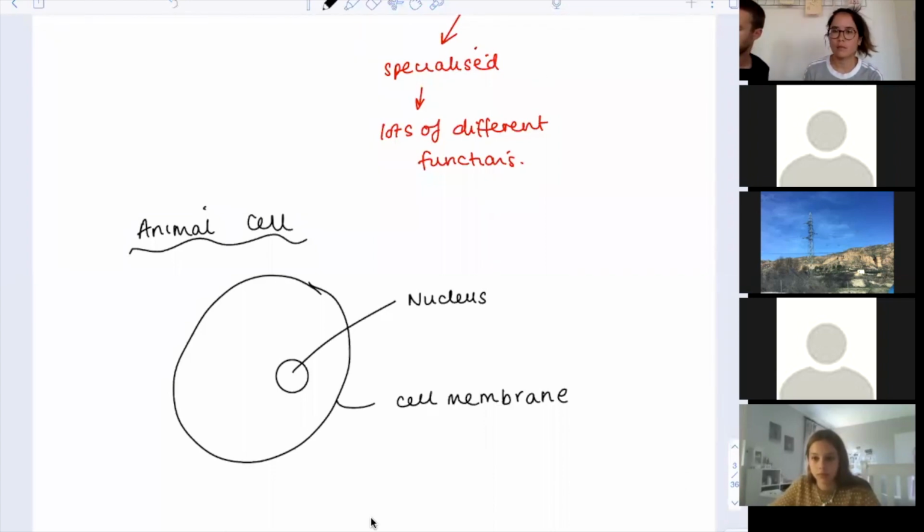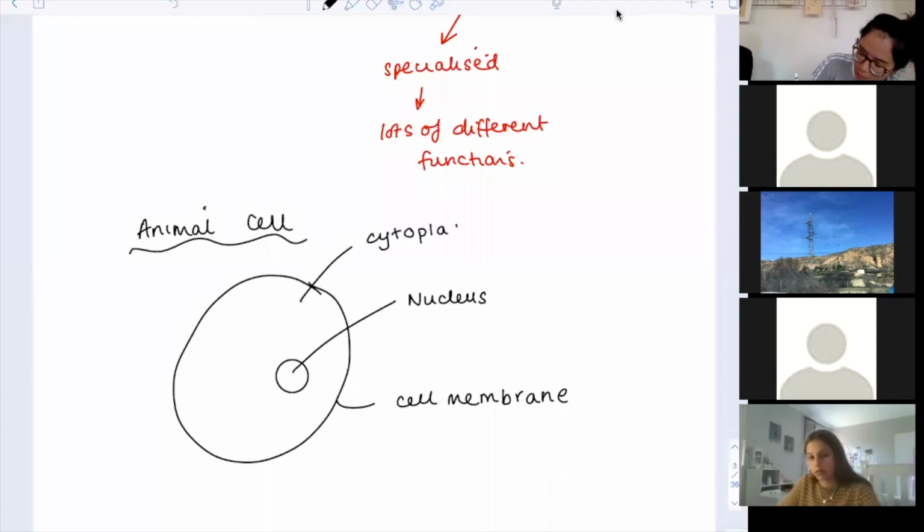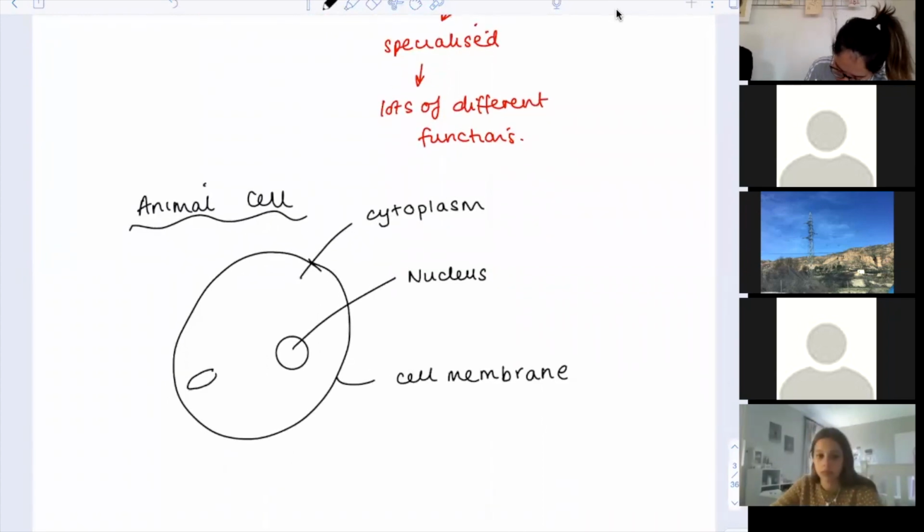Good. Okay. We have the cell membrane which surrounds the cell, and then we have the nucleus which forms the egg yolk of the cell. Obviously this isn't an egg, but as I said, it looks like a fried egg. Then the jelly of the cell is known as the cytoplasm. Plasm meaning jelly-like substance, cyto meaning relating to the cell. And then it's just a matter of remembering various other structures. It doesn't really matter how you draw them.